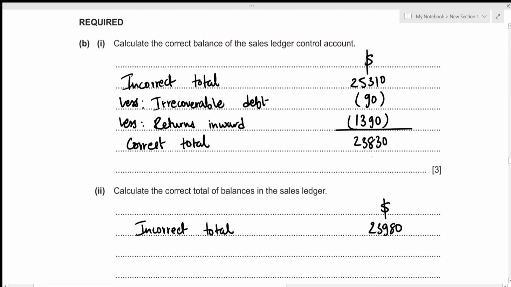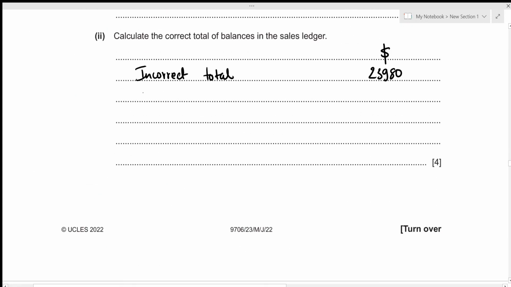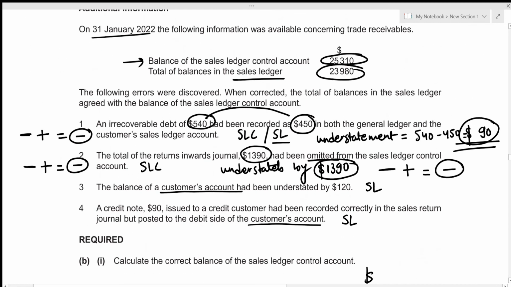Let's do that. So that's less irrecoverable debt of 90. And since it's a negative, we need to record it in a bracket. Alright, the second error does not affect the sales ledger, so we can skip it.